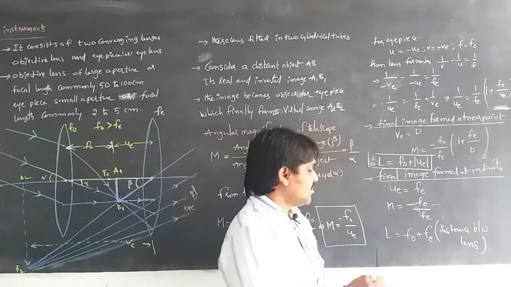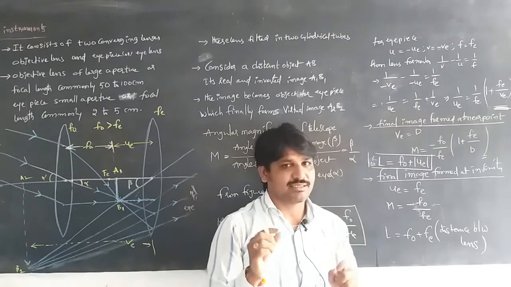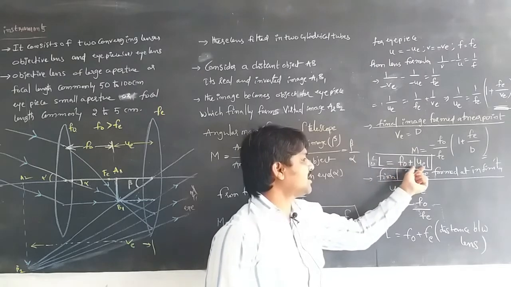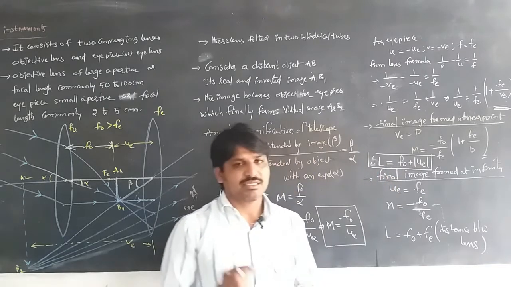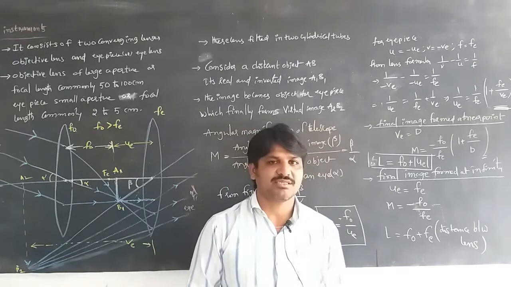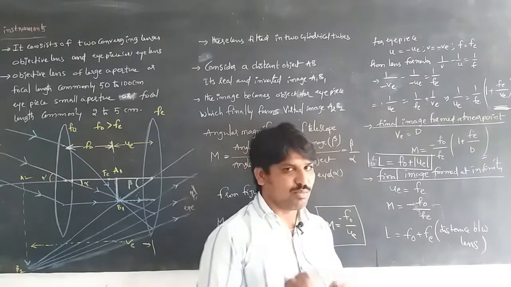Then, both lenses must be at a certain distance, so the distance between the lenses will be L is equal to F0 plus mod UE. In that case, we take the value of mod UE as positive, since it is the distance between the two.